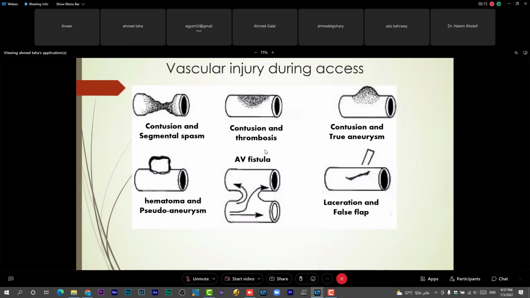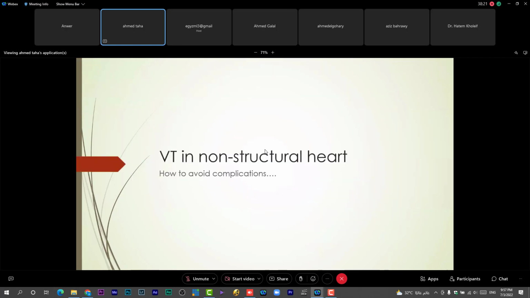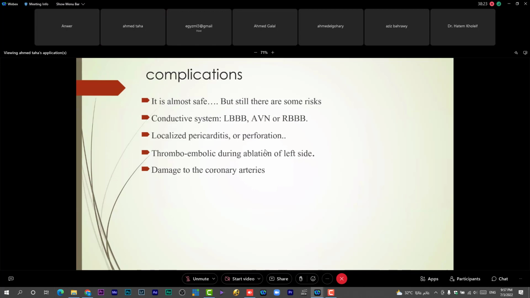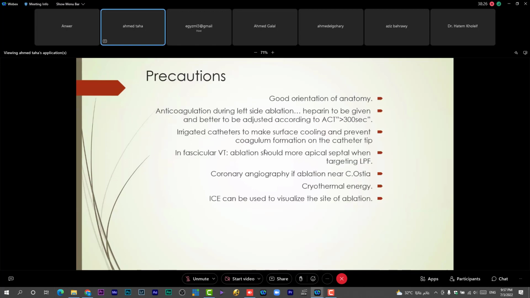Okay, so the vascular injury, we know mostly it can induce hematoma, pseudoaneurysm, AV fistula, and should be evaluated. What are the precautions that should be in our mind? Orientation of the anatomy, anticoagulation, especially during left side ablation, and heparin should be given.